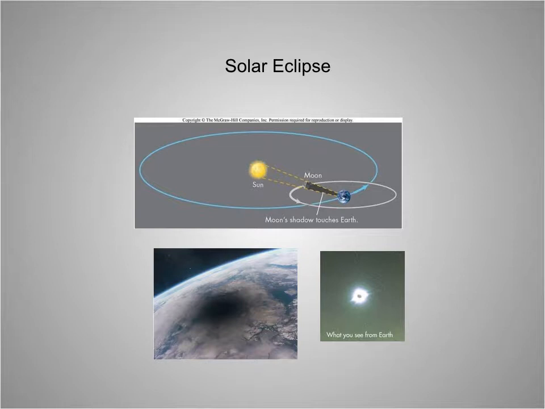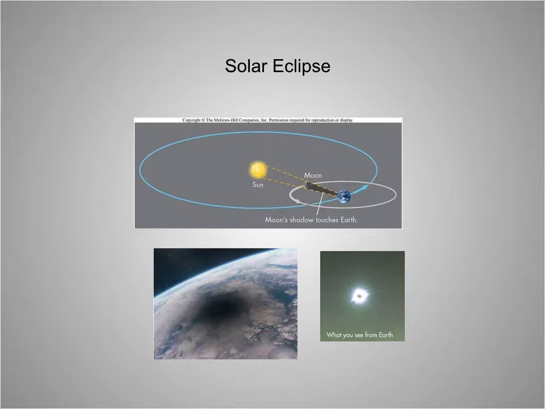Okay, another thing that can occur is that if the alignment is just right, we can either block out the sunlight to the moon or vice versa. If the moon blocks out the sunlight to us here on Earth, we call that a solar eclipse. And what happens is that basically the moon gets directly in the way of the sun and produces a shadow on the surface of the Earth.